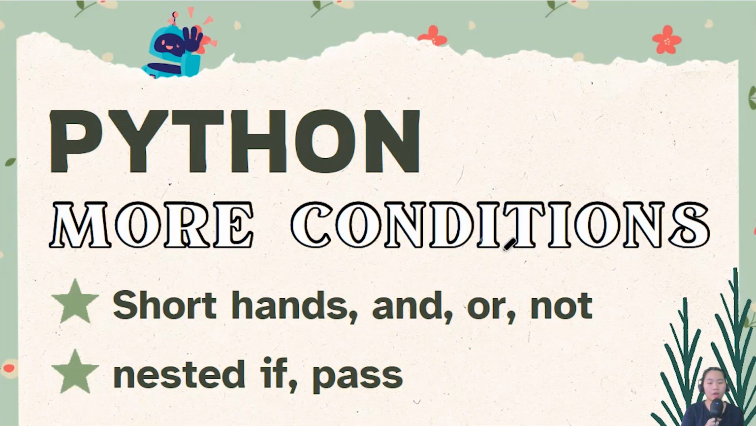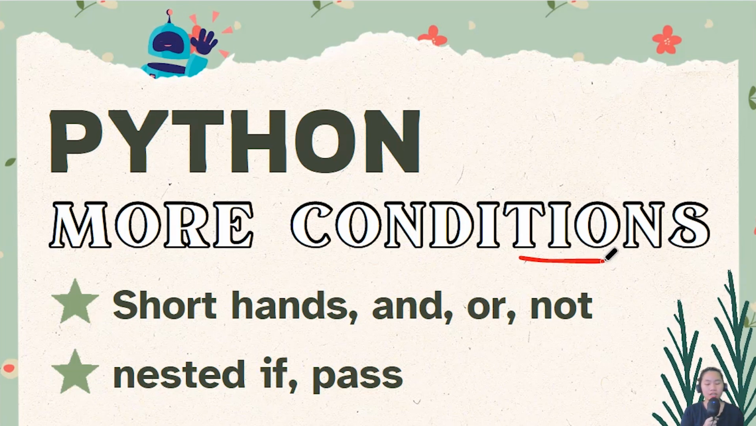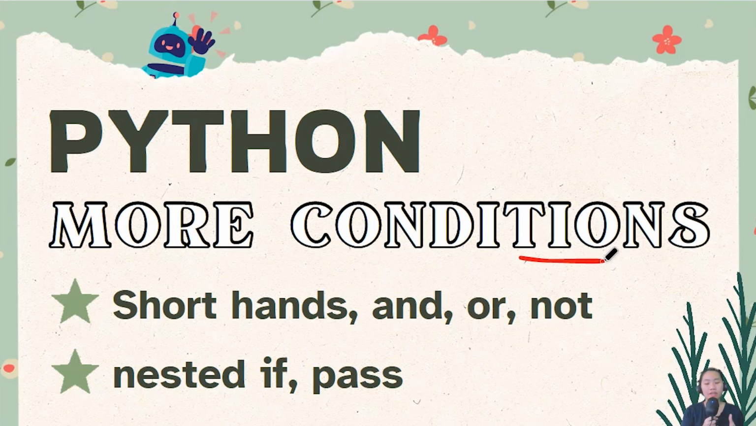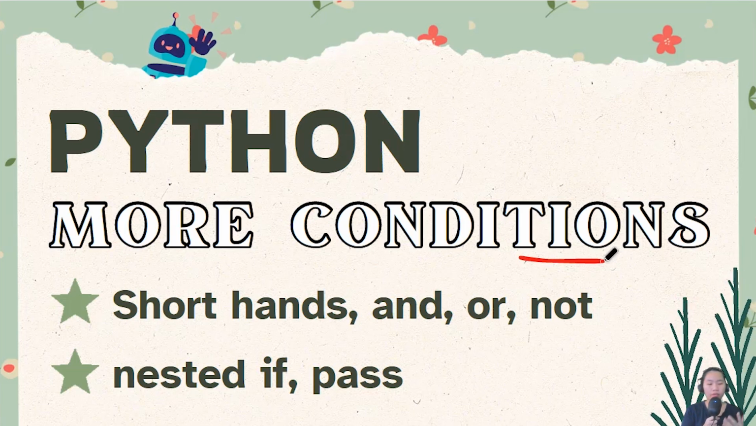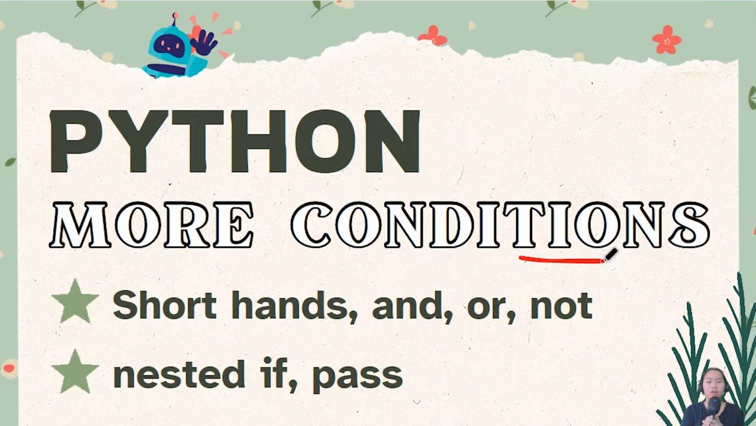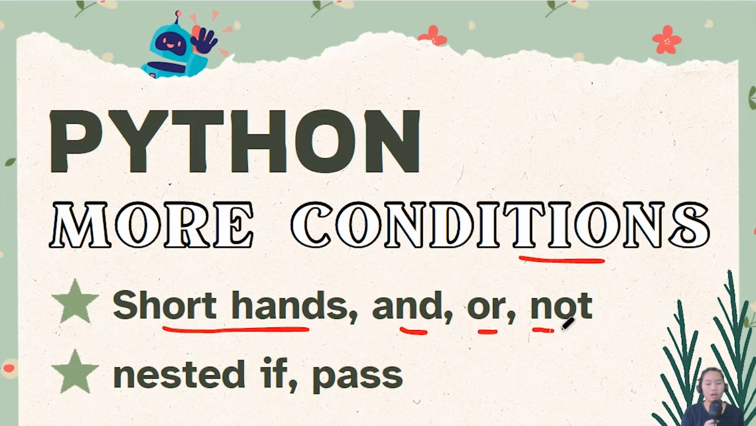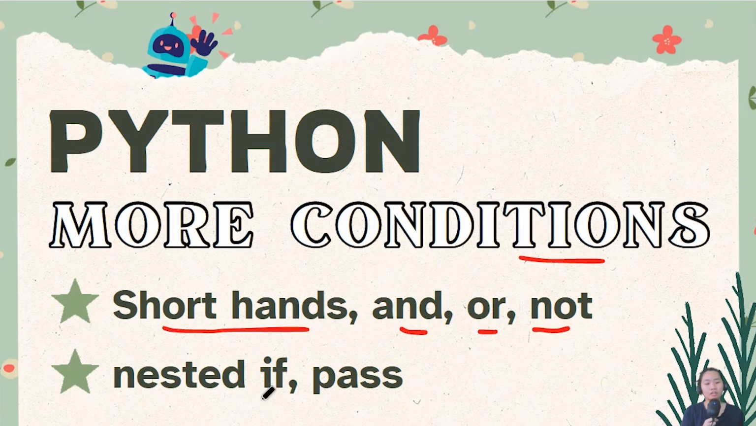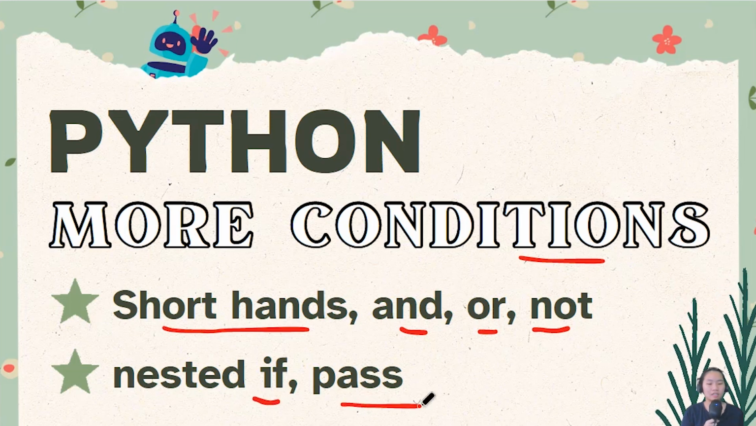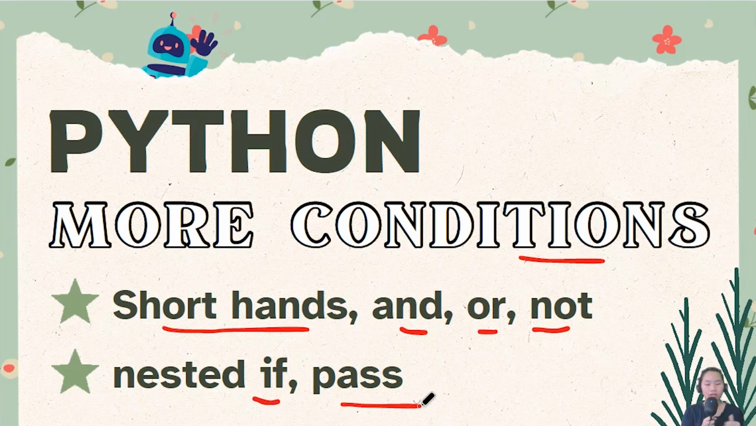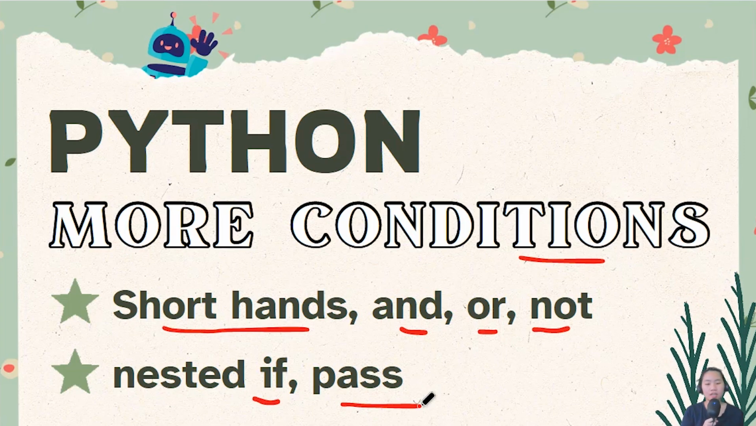Today we'll be learning about more conditions, okay? Because in our previous lesson we learned about if and else. In this case, we learned there are more options, more varieties of making more specific conditions for our if and else, okay? So first things first, we're going to take a look at shorthands and the and, or, not keywords, and then we're going to take a look at nested if and the pass statement as content for an if and else statement. Okay, so let's see what we have.